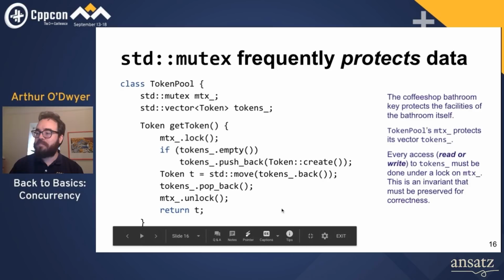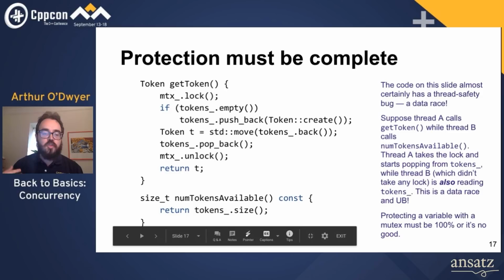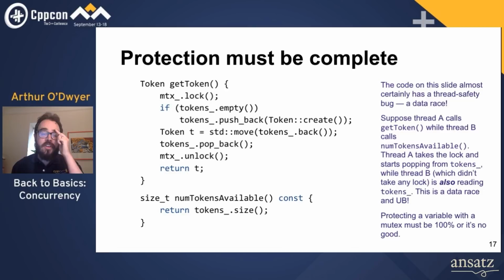Protection must be complete. If you are using a mutex to protect some resource, you must use it consistently. This is necessary for correctness. Here I have two functions, getToken and numTokens, available. And I say inside getToken, if you're modifying the tokens array, you need to lock the mutex first. By the way, if you're wondering, is this bad code because it's not using unique_lock? Yes. Wait a slide.